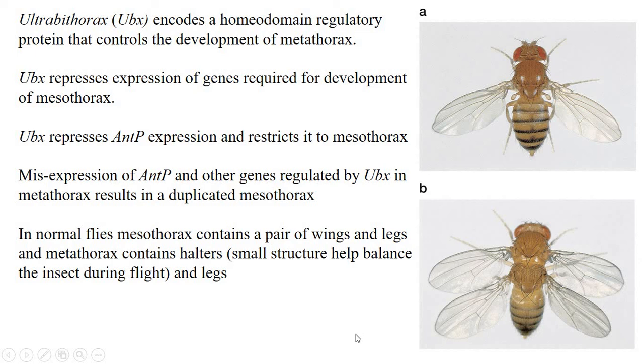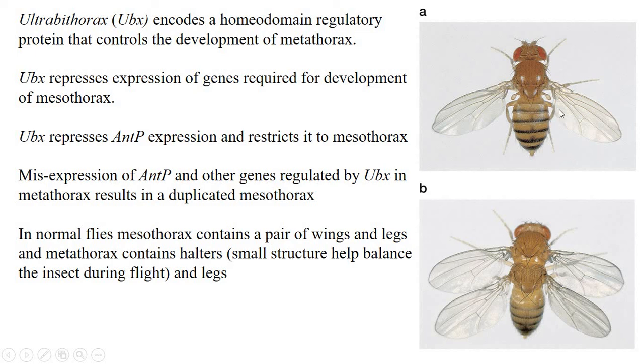So in flies, as I mentioned, the mesothorax contains a pair of wings and legs, because each of those thoracic segments has one pair of legs, and the metathorax contains the halteres part of the fly. These halteres are, as I mentioned, the structure that helps balance the insect during flight. This is important for flies because they don't have two pairs of wings for balance. So one of the pairs of wings has become these halteres.